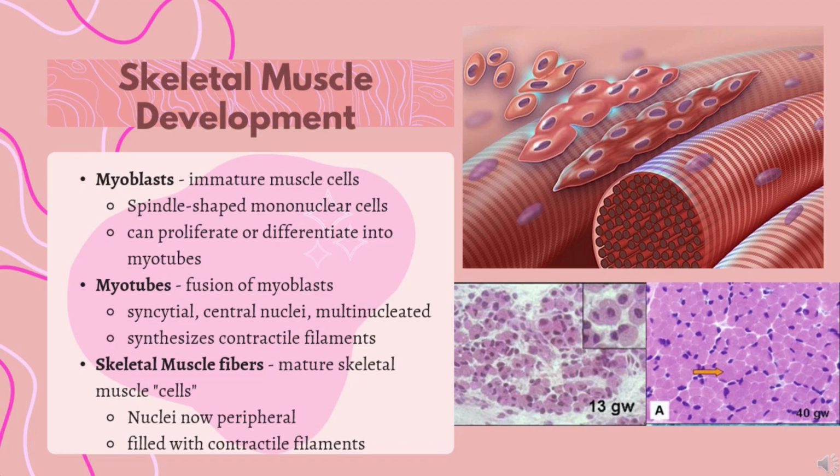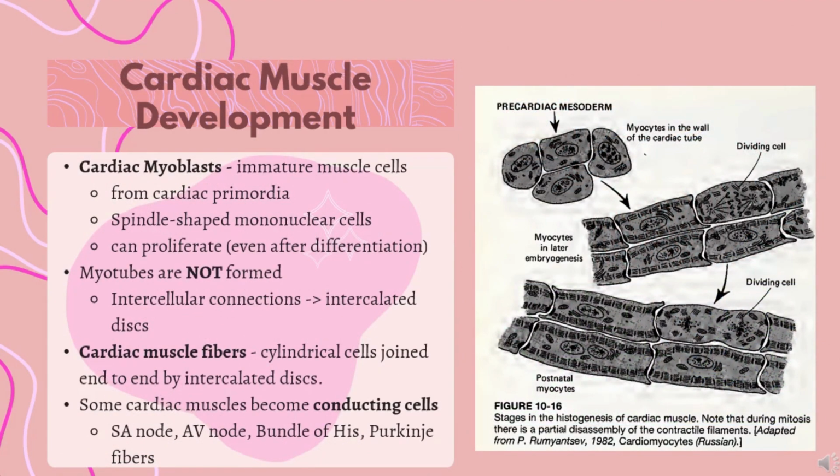For the cardiac muscles, the development starts with cardiac myoblasts, which are very similar to the skeletal muscle myoblasts. However, the difference is that these are from the cardiac primordia, and interestingly, they have the ability to continue dividing even after differentiation. This is very crucial since this allows the heart to continue growing while contracting at the same time during development. However, cardiac myoblasts do not form myotubes.